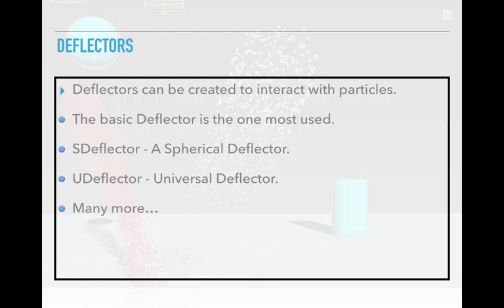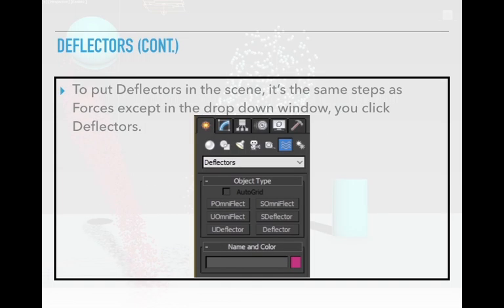Next is deflectors. Deflectors are made to interact with the particles. The basic deflector is the most commonly used one. You can set it to have bounce, friction, etc. Next is S deflector, which is a spherical deflector. And then there's U deflector, universal deflector. I'll get into those more later.